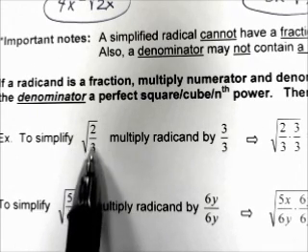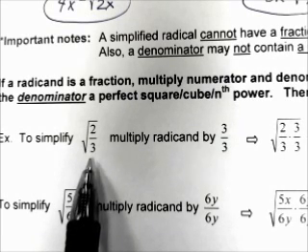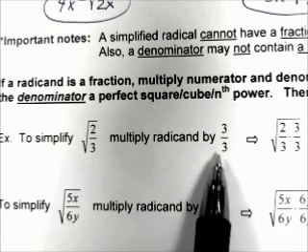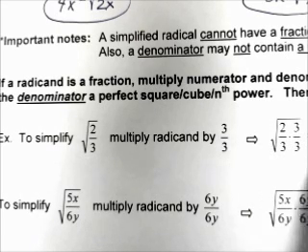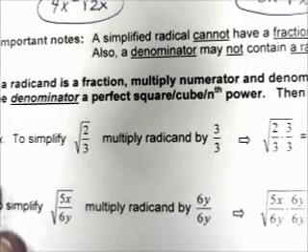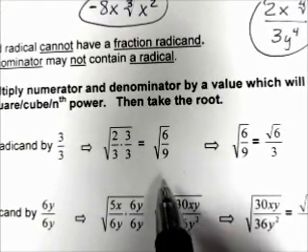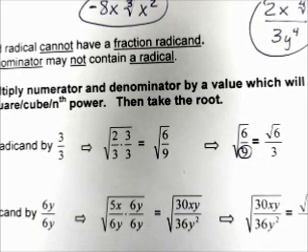This cannot be simplified as it is, but we cannot leave a radical in a denominator. So we're going to multiply by 1 in the form of 3/3, and that'll get us 2 times 3 is 6, and 3 times 3 is 9. So now we can take the square root of at least the denominator and leave the radical in the numerator. That's okay. Right? So the square root of 9 is 3. So this is equal to the square root of 6 over 3.